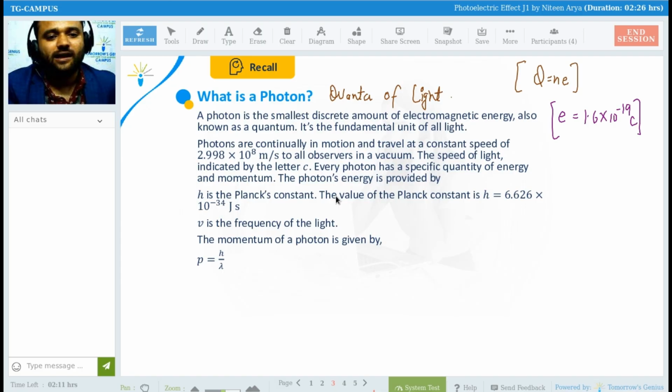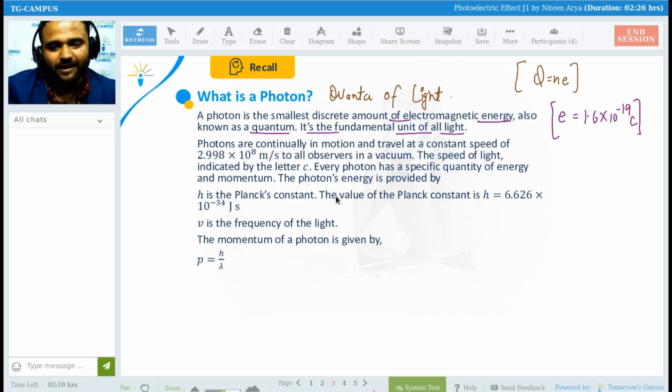In the same sense, a photon is the smallest discrete amount. Discrete means that it can be represented in numbers. Smallest discrete amount of electromagnetic energy, also known as quantum. When I write quanta, it is in the plural sense. It is the fundamental unit of all light. So the light particle is behaving as a quantum, or a single particle known as a photon, and that is quanta of light.